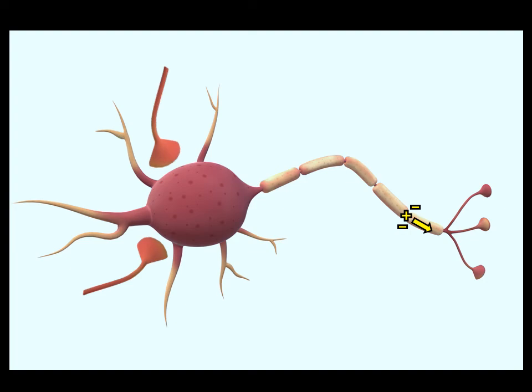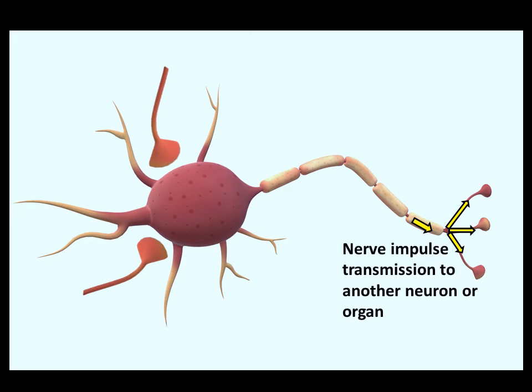This increases the transmission speed of nerve impulses in myelinated neurons, approximately 120 meters per second, whereas in unmyelinated, 0.5 meters per second. Finally, the nerve impulse reaches the axon terminal, and in the same way, the impulse will be transferred to the next neuron or organ.